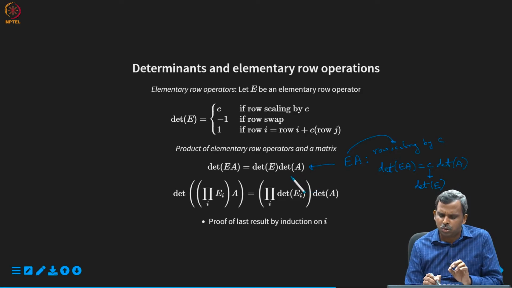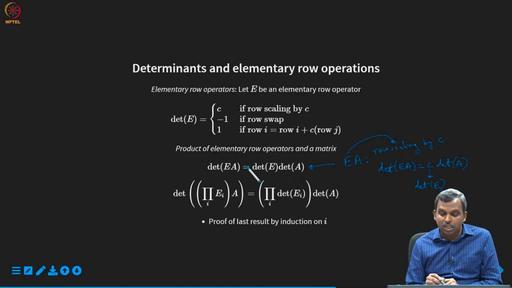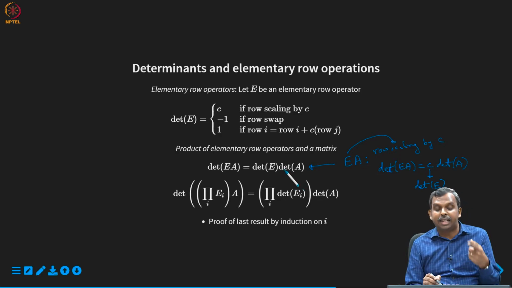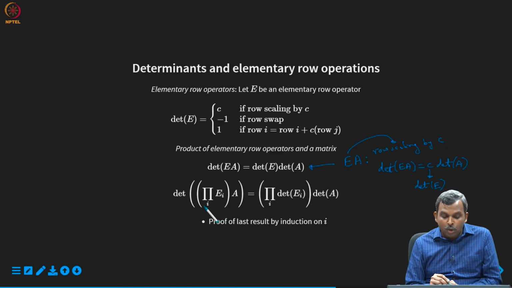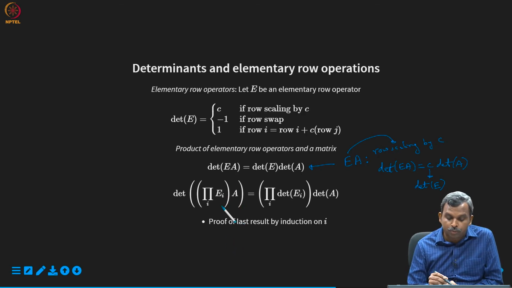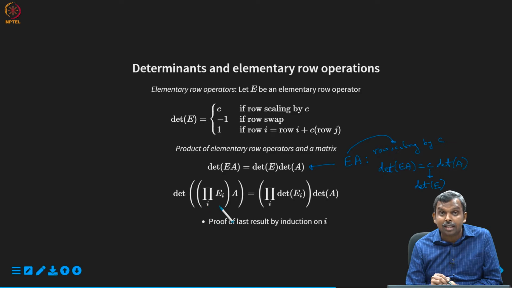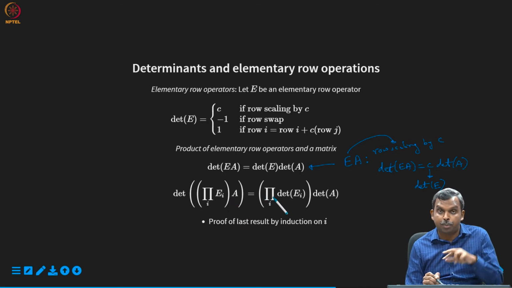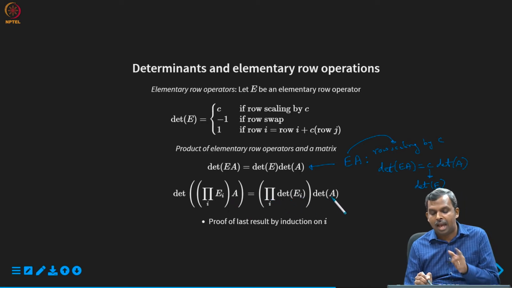Okay, so that's a crucial result. It seems simple enough, but once you do this, you can start iterating on it. You can do an induction on this result and quickly see that if you have a product of several elementary row operators, again the determinant will multiply like this. So the determinant of a product of several elementary row operators times A equals the product of the determinants of each E_i and the determinant of A.